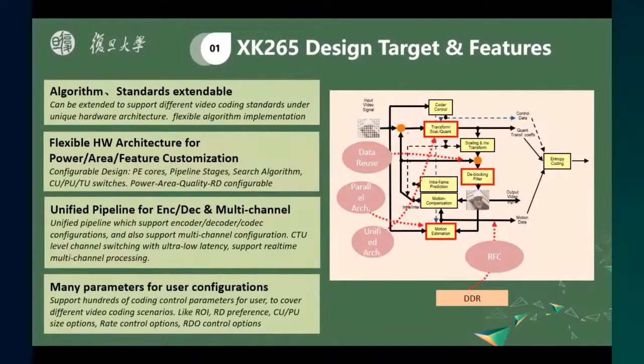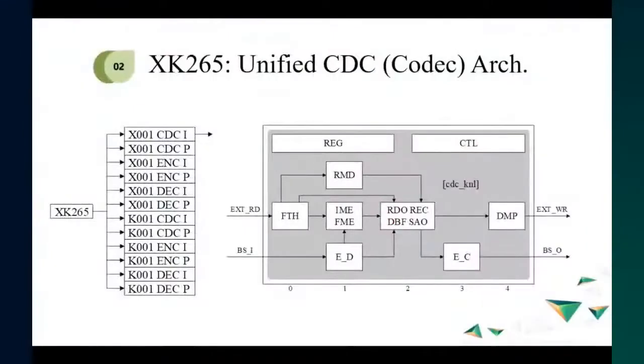And also, we would like to provide many parameters for user configuration. It can support hundreds of coding control parameters for users to cover different video coding scenarios. The configurations include the RD ROI, the RD preference, the CU, PU size options, also the rate control options, and also the audio control options.